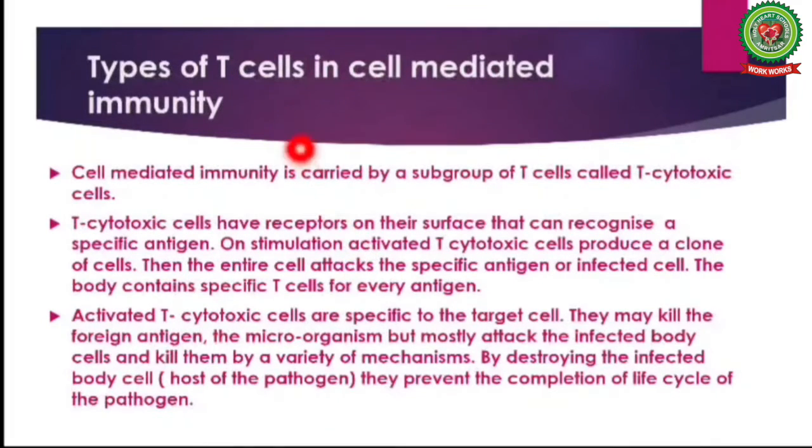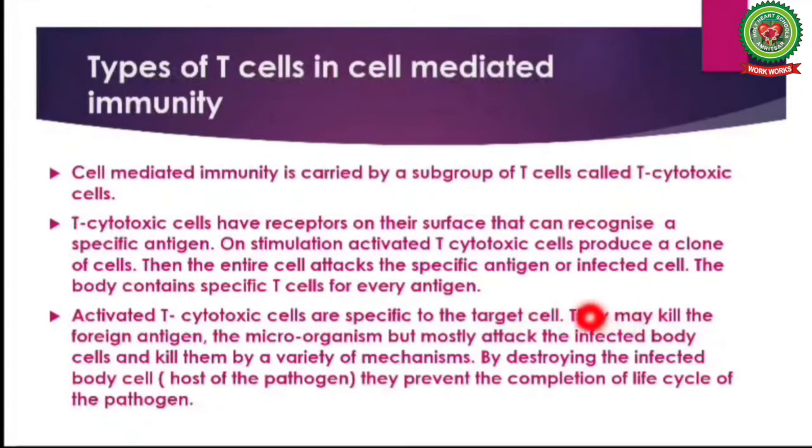Next, types of T cells in cell-mediated immunity. Cell-mediated immunity is carried by a subgroup of T cells called T cytotoxic cells. T cytotoxic cells have receptors on their surface that can recognize a specific antigen. On stimulation, activated T cytotoxic cells produce a clone of cells. Then the entire cell attacks the specific antigen or infected cell. The body contains specific T cells for every antigen. Activated T cytotoxic cells are specific to the target cell.